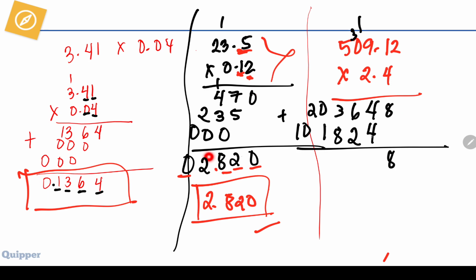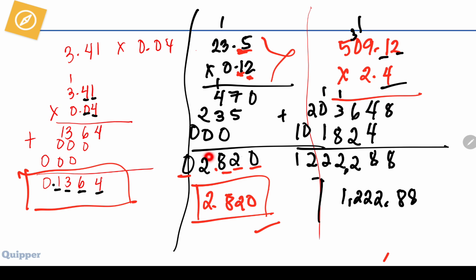So, you have your 8. 4 plus 4 is 8. 6 plus 2 is 8. Carry 1. 3 plus 8 is 11. Plus 1 is 12. So, 1 plus 1 is 2. And 2 plus 0 is 2. And bring down 1. So, again, bilang lang tayo. 1, 2, 3. So, you have here 1, 2, 3. So, the total, ang ating product is 1,222.88.